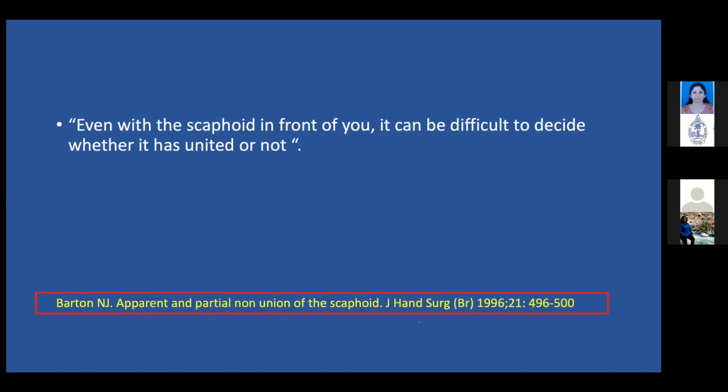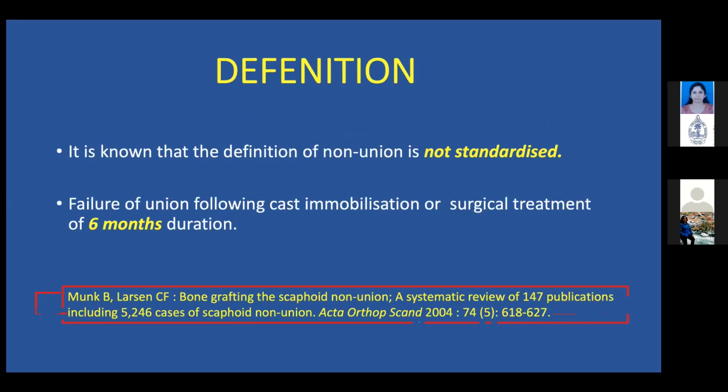Many times when you open the scaphoid non-union, we actually get confused because the non-union site will be covered with fibrous tissue, and you really won't see the scaphoid non-union. You may even start thinking whether you have opened the wrong side. That's why Burton has said, even with the scaphoid in front of you, it can be difficult to decide whether it has united or not.